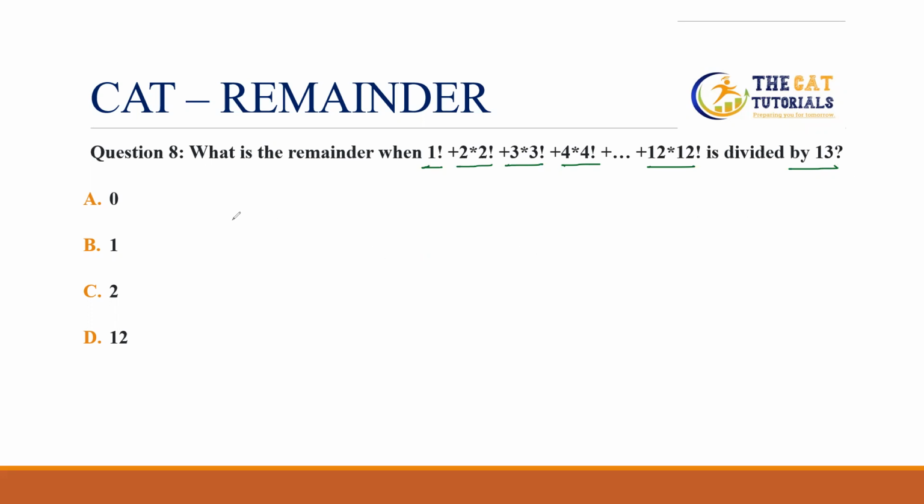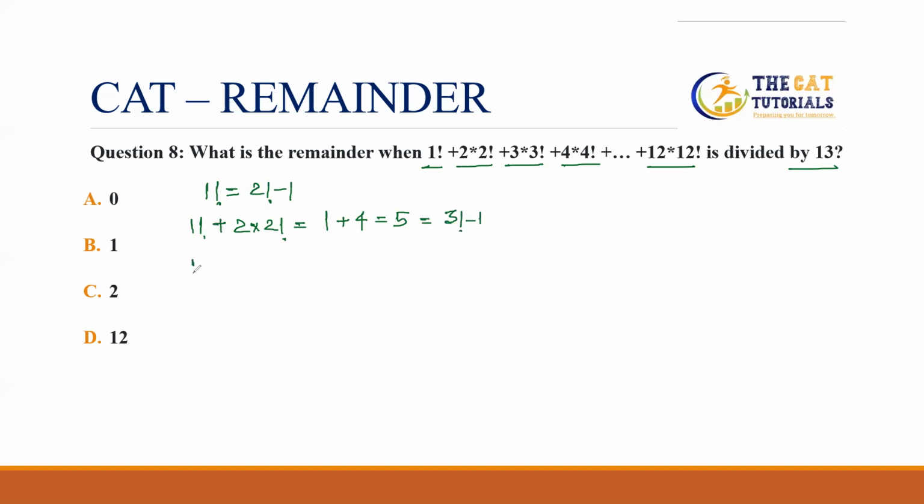How can you write this? At the place of 1 factorial, definitely we can write 2 factorial minus 1. If we add the first two terms, 1 factorial plus 2 into 2 factorial, what will be the value? 1 factorial is 1, 2 into 2 factorial is 4, so we can write 5, and in general terms, 5 is equal to 3 factorial minus 1.